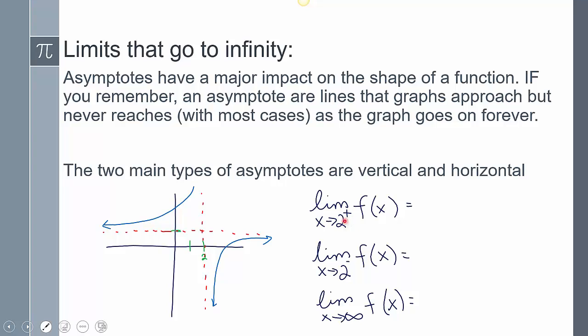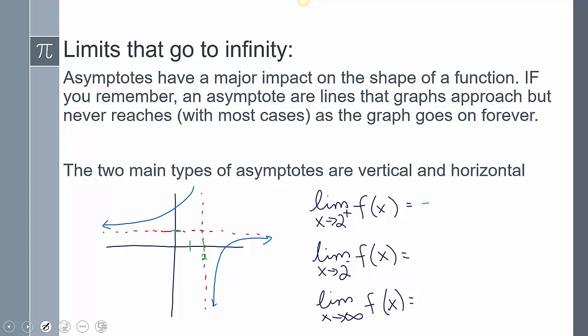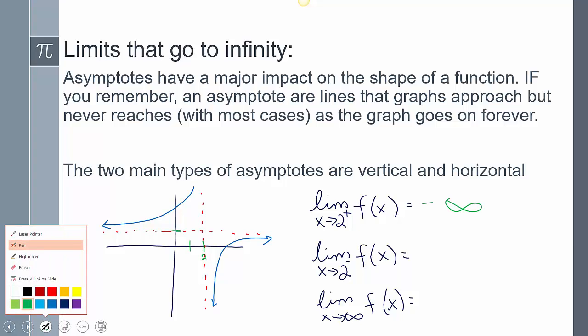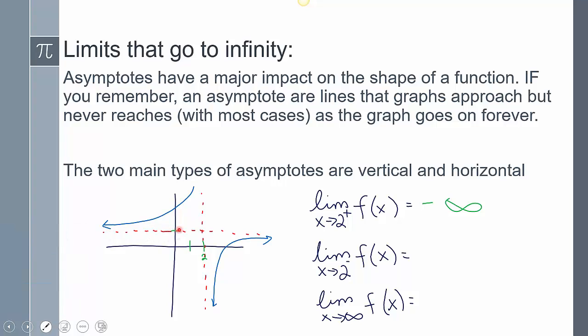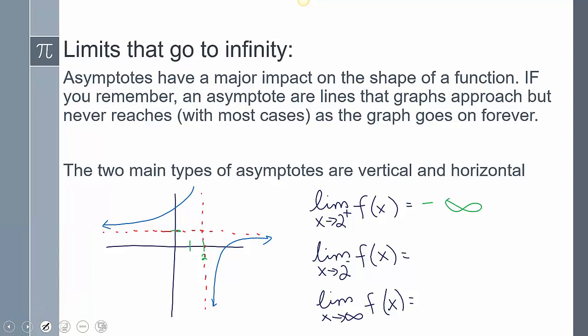So for example, if I approach 2 from the positive, my graph is going down forever, and I would say that this equals negative infinity. And when I approach 2 from the negative, it looks like it's going up forever. And so I would be able to say that that's going to be positive infinity, because it's approaching the highest possible value.